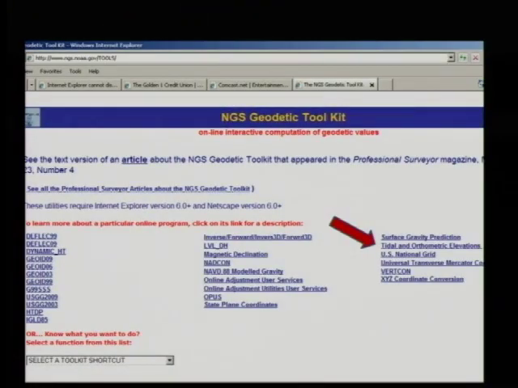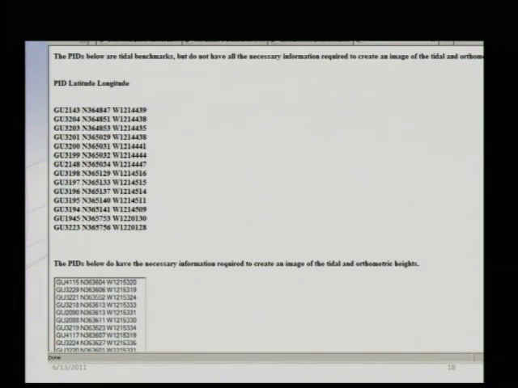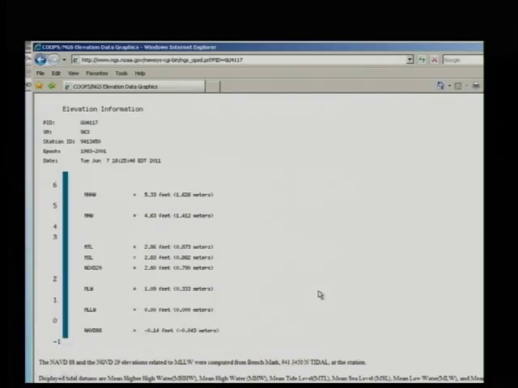But here on NGS's pages, there is a tool called Tidal and Orthometric Elevations. And if we have the data, we will produce a graphic for you that shows that. So I put in a lat long, and I said, show me all the benchmarks in this area that have such a representation. This is the list of those that don't have the information, and below is the list of those that do. I just picked one randomly, and this is what came up.